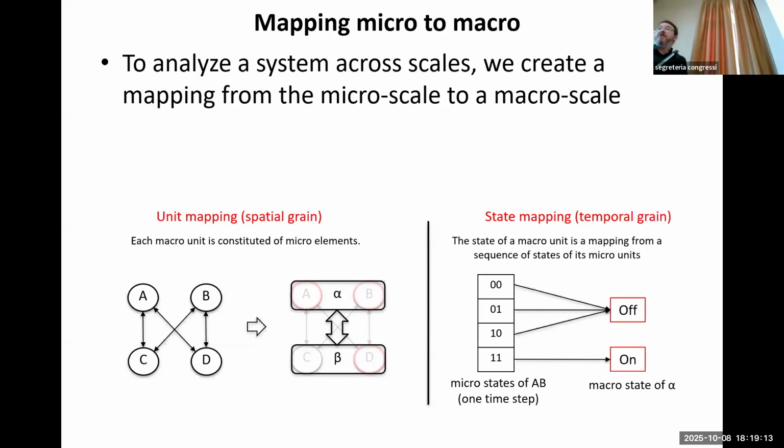That's what we call the spatial grain, how many of these units spatially are being mapped together. But there's also the temporal grain that we get through the state mapping. Say I want to map now the states of AB to the states of alpha. And when I make that mapping, it could be for one state, so I could have a micro-temporal grain still. The grains are kind of orthogonal. I can increase spatial or temporal or both at the same time. But I can also map from sequences of AB to the state of alpha.